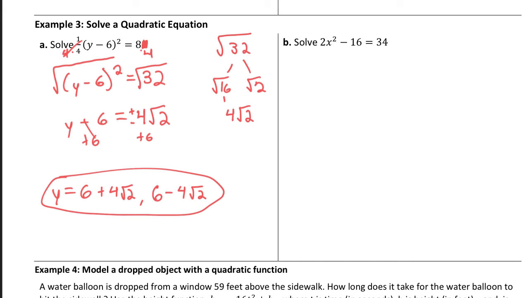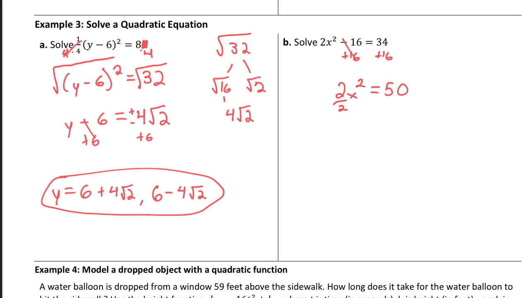In part B, we're going to solve this. We've got to eliminate 2, we've got to eliminate 16, we've got to eliminate that exponent. So my first step here would be to add 16 to both sides. So this is 2x squared equals 50.